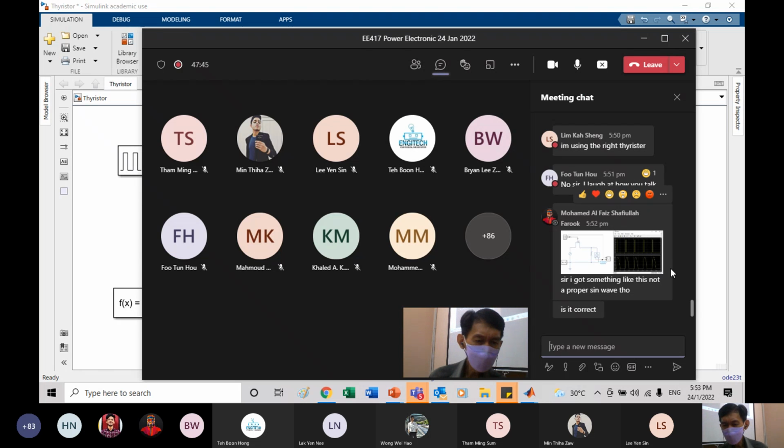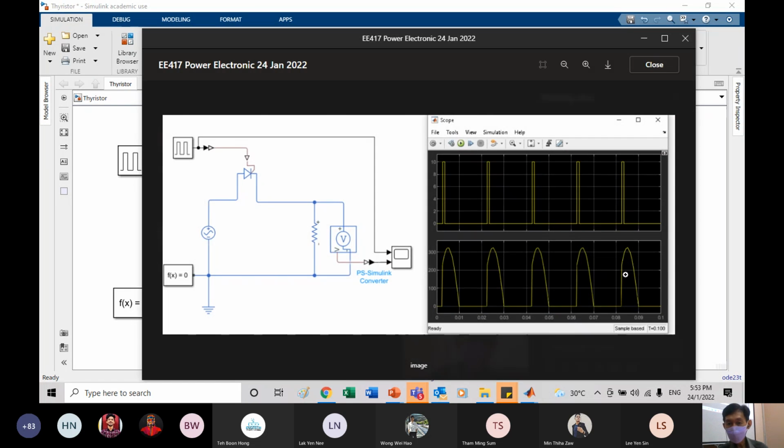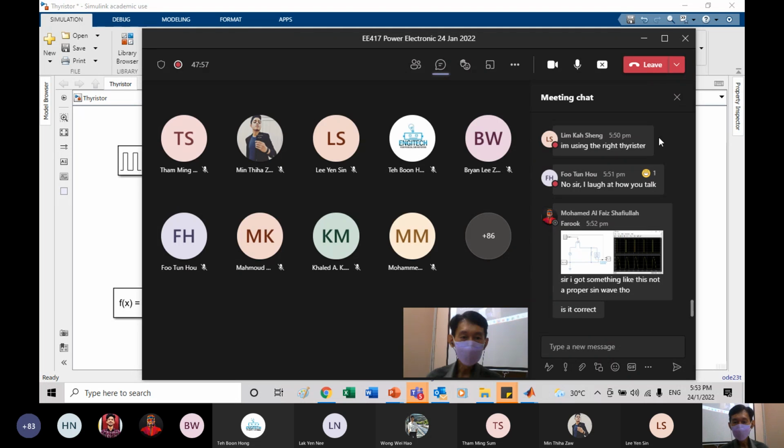Okay, Muhammad Faiz got something like that, not a proper sine wave. Yeah, correct. It shouldn't be a proper sine wave, because we want to chop the sine wave. The purpose of this Thyristor is that you can actually chop the sine wave at a certain degree that you desire. So that is correct.